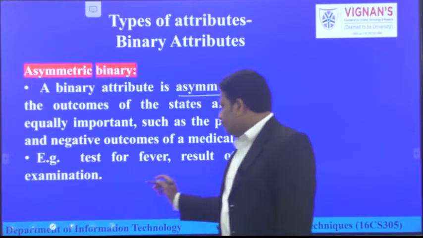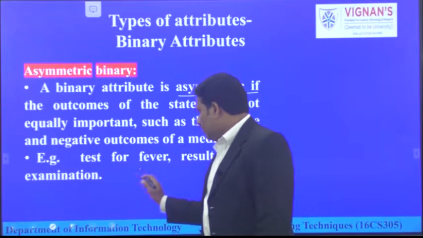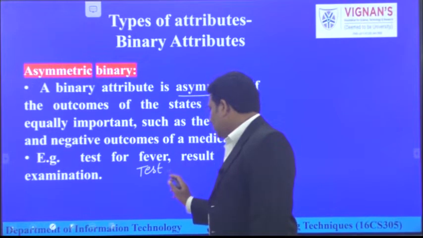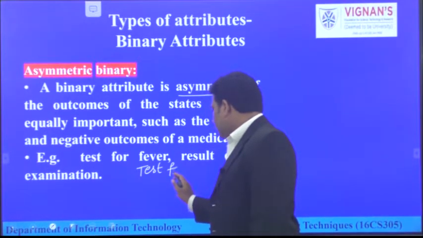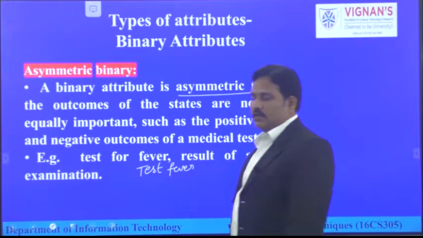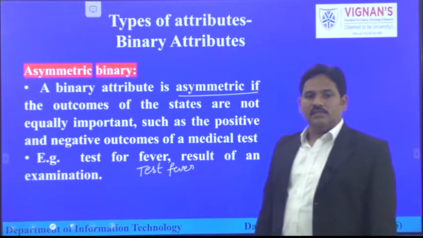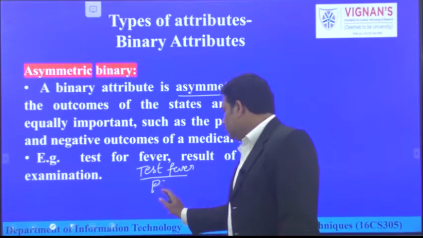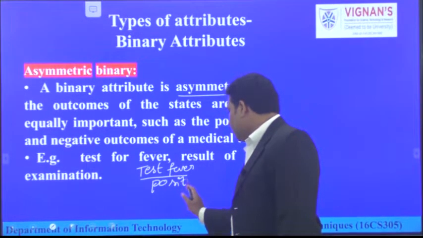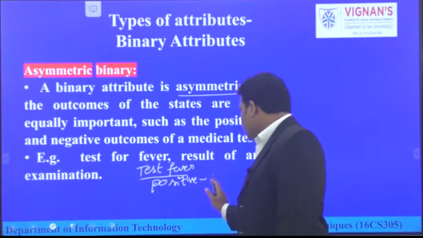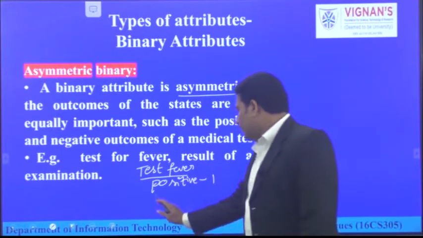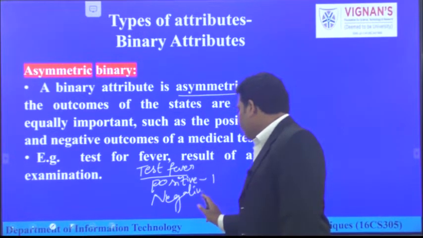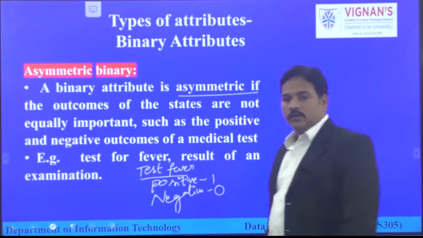Let us assume we want to see the test results, where one person underwent a medical test. Let us assume he was given a blood test to check whether he is having fever or not. So for this, if he tested positive, if the person is suffering with fever and the results came as positive, we can make it a 1. If the results came negative, that means he is not suffering with any type of fever, we can use 0.